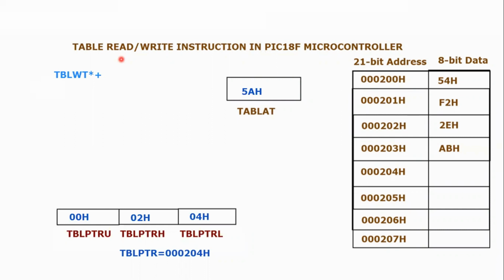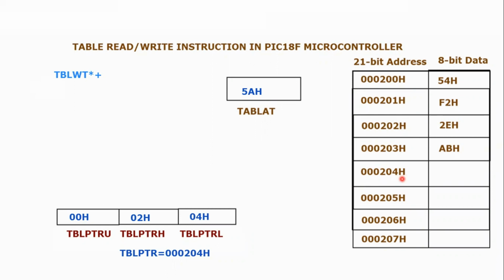Currently, we are considering table write instructions, so we will be writing information or copying information from data memory, specifically the TABLAT register, which is part of the file register or data memory of PIC18F microcontroller, and we will copy the content of TABLAT register into the program memory, any of the locations which is pointed by table pointer. Table pointer is a memory which is pointing to any specific location, and you know that the memory address of program memory location is around 20 bits.